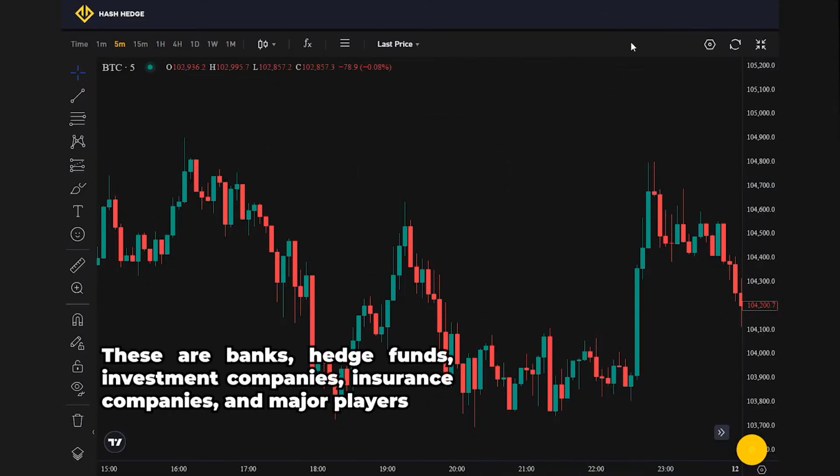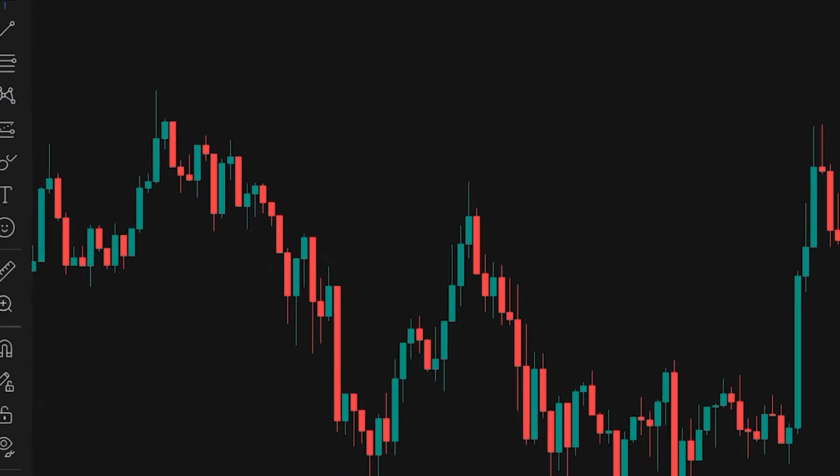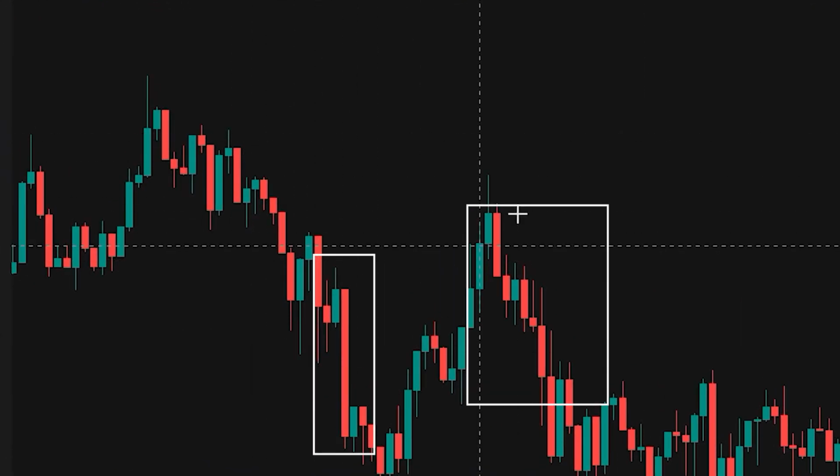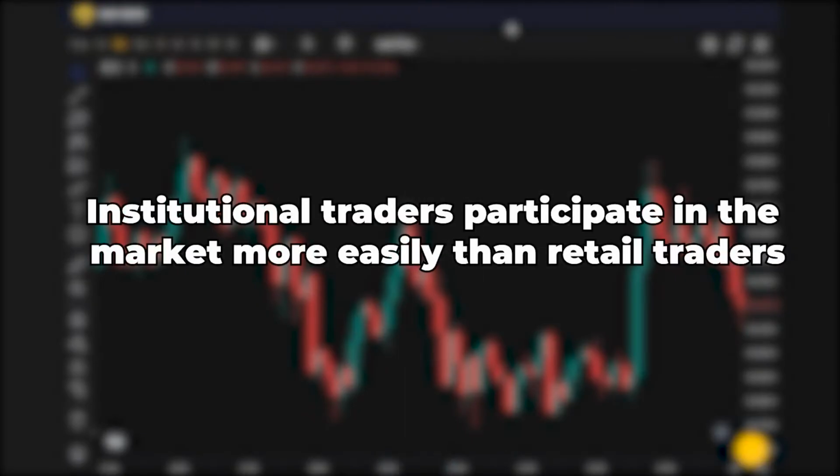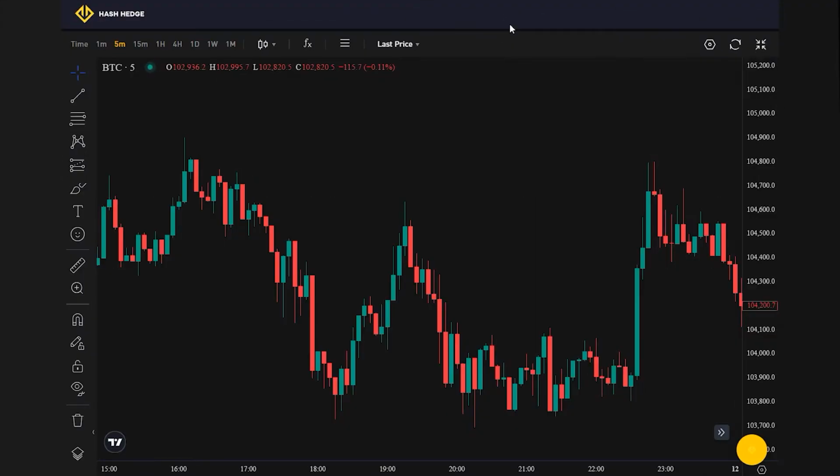These are banks, hedge funds, investment companies, insurance companies, and major players in the market. They are the ones who create the bulk of the trading volume in the market. And in fact, institutional companies look at the market and participate in the market and make trades much more easily than regular private traders do.